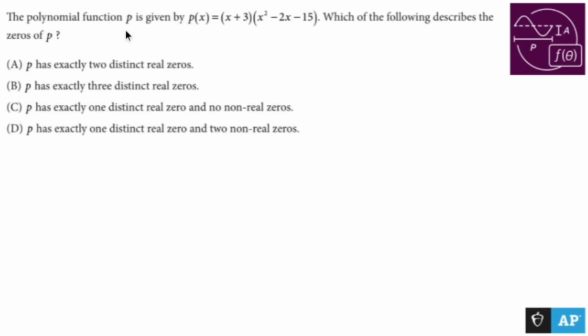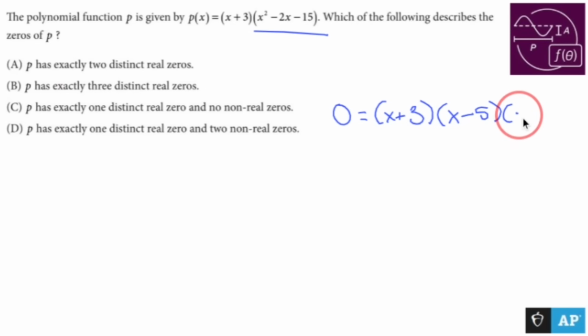The polynomial function p is given by p of x equals x plus 3 times the quantity x squared minus 2x minus 15. Which of the following describes the zeros of p? So before I even look into anything, if I want to find the zeros of p, let's see if I can factor that any further, and we'll set that equal to 0. I have x plus 3. I need to come up with two numbers that add up to negative 2 and multiply out to negative 15, and negative 5 and positive 3 should do the trick.